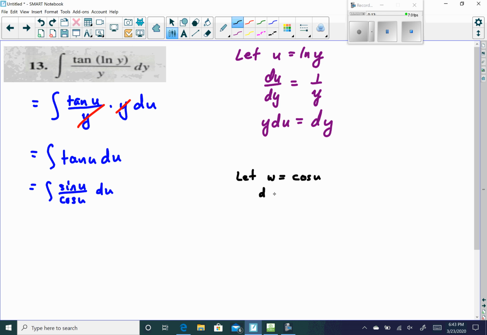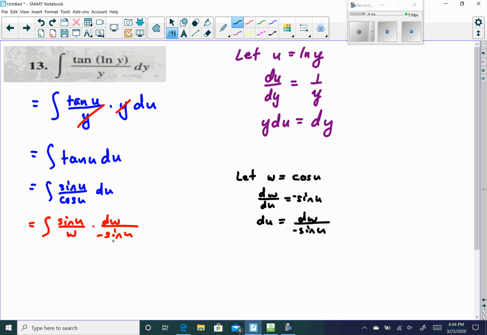So then we would have dw over du is going to equal negative sine u, and now du is going to equal dw over negative sine u. And then this is what's going to help us cross out that sine u that's up here. So now I'm just going to change colors here to show that we're changing this. So then we get the integral of sine u over w times dw over negative sine u.